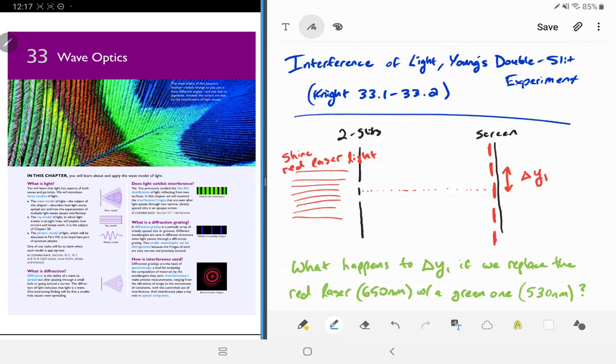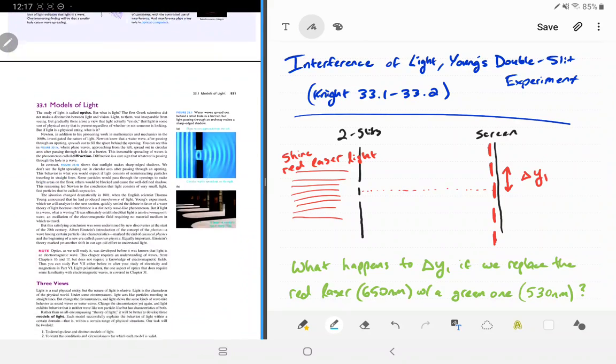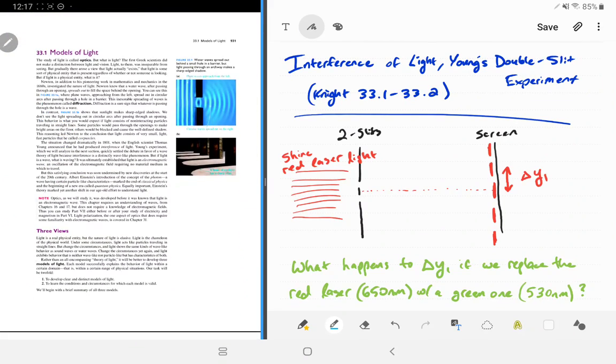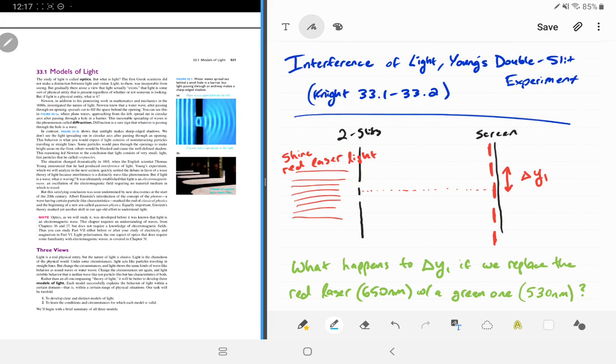So the last big unit that we're going to cover is on light, optics. Your book spends the first section of this chapter talking about models of light. Sometimes it makes more sense to talk about light as a wave, and sometimes it makes more sense to talk about light as a ray or a particle.